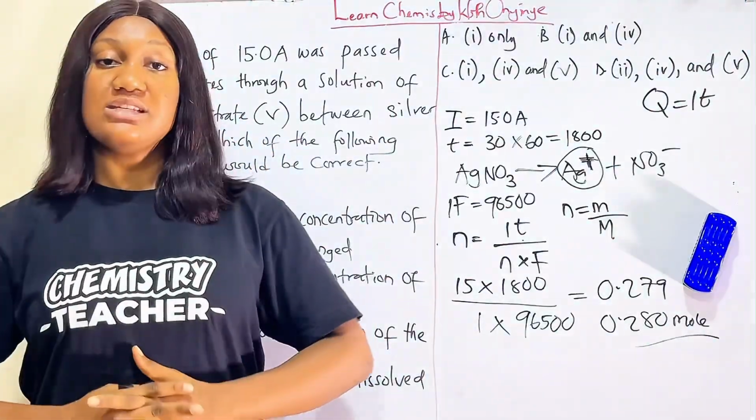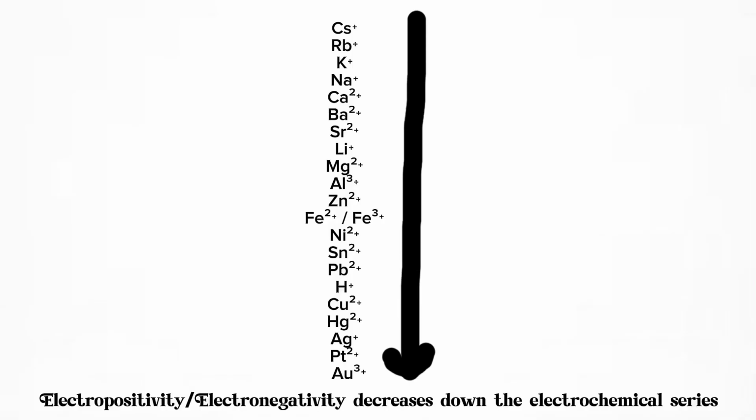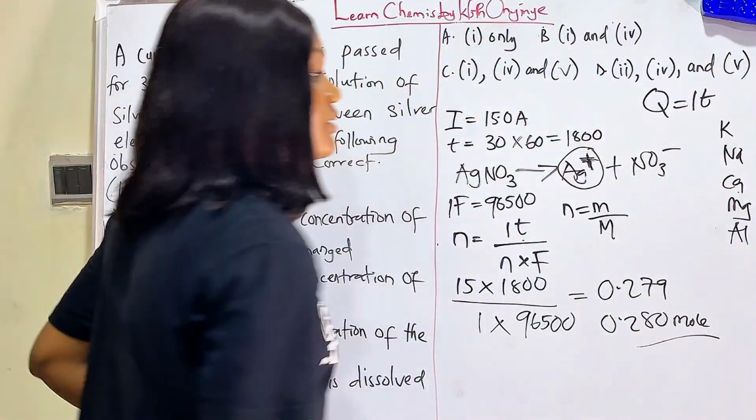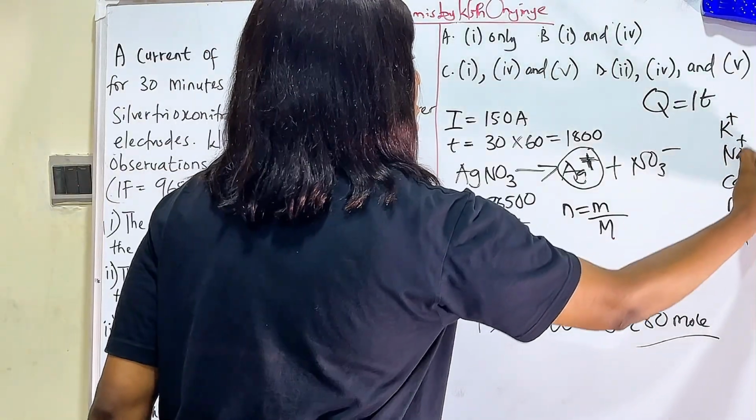And now what does the electropositivity rule say? It says that metals below in the electropositivity series will be discharged in place of metals above. That is, if in my electropositivity series you have potassium and you have sodium and you have calcium and you have magnesium and you have aluminium, and of course these are all positive.